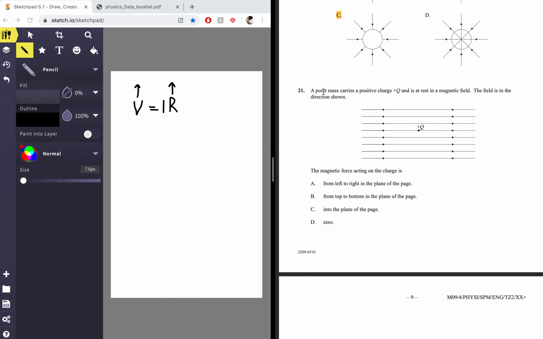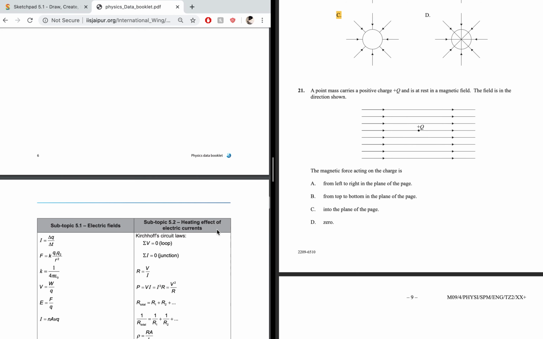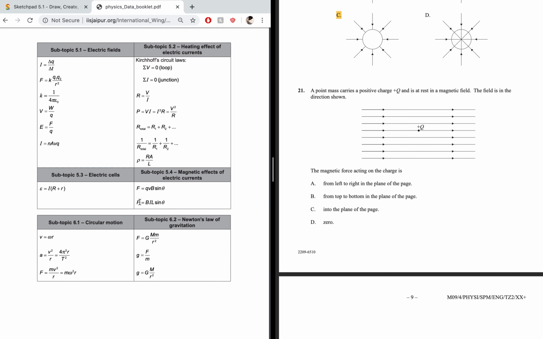Okay, so a point mass carries a positive charge plus Q and is at rest in a magnetic field. The field is in the direction shown. The magnetic force acting on the charge is, well, we actually have a formula and it can become very intuitive once we look at it. F is force, B is magnetic field strength, I is current, L is length, and sine theta is the angle between the magnetic field and the current. Actually this charge is at rest. There is no current. I is equal to 0, therefore F is equal to 0, so 0 is our answer.